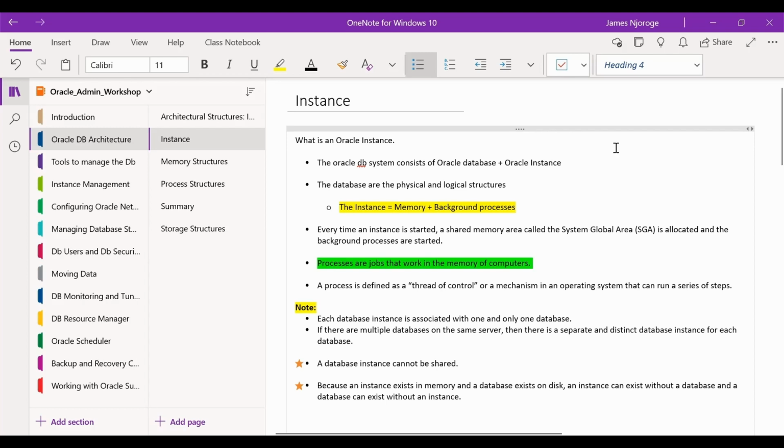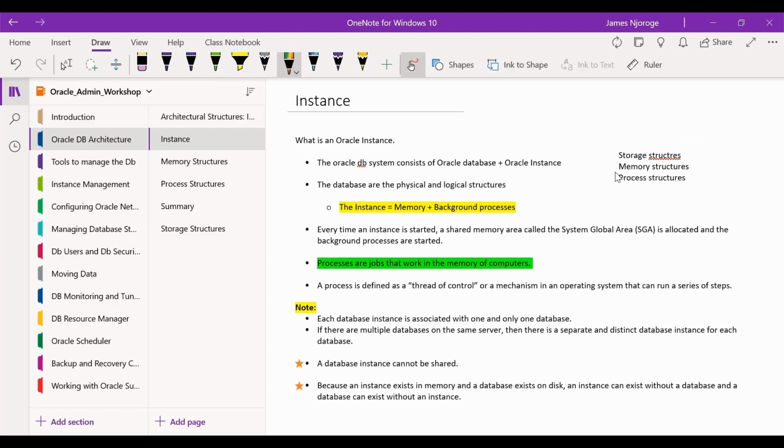Now, we have just discussed the architectural components. You said the Oracle architecture has the storage structures, it has the memory structures, and it has the process structures. So your memory structures and the process structures, these two constitute what we call your Oracle instance. It is through the instance that you are now able to access the storage, the physical files that are there.